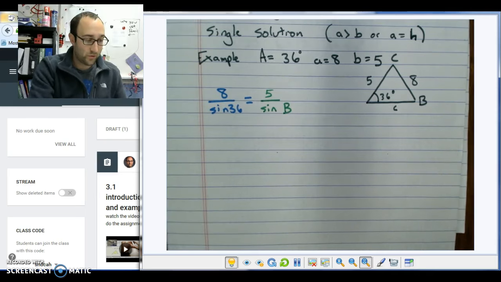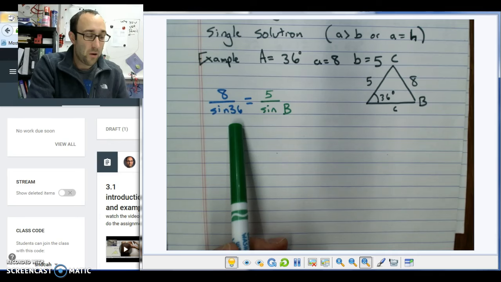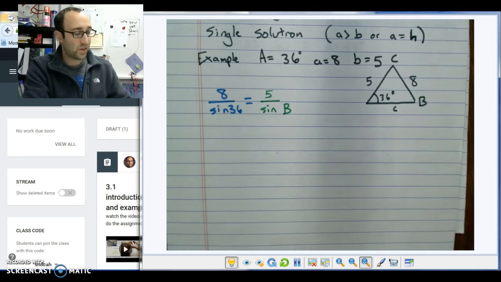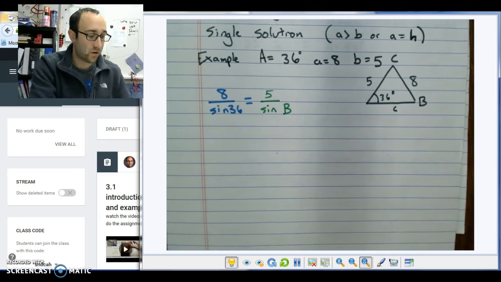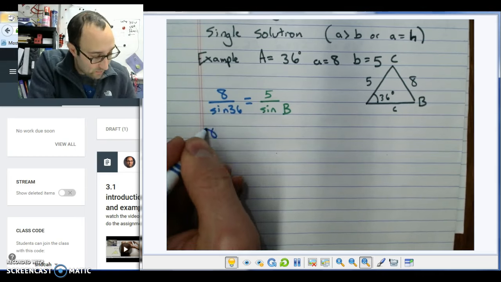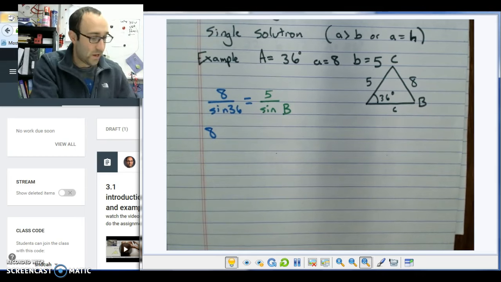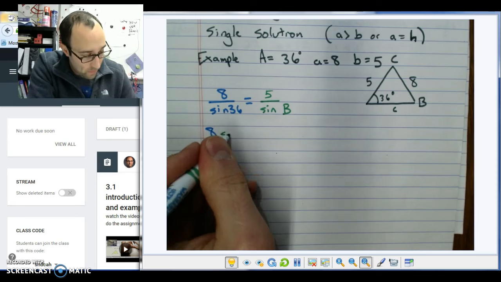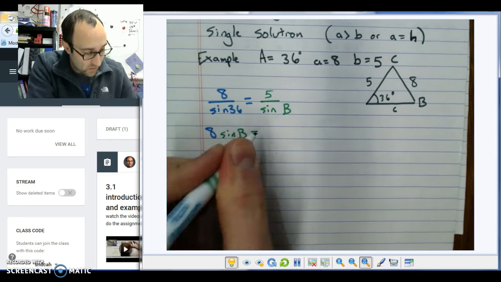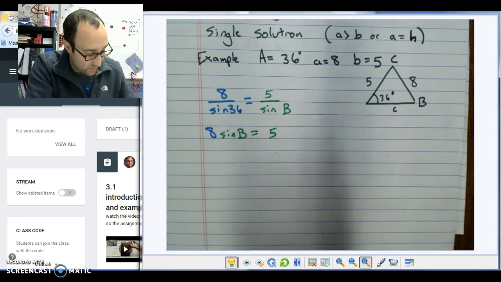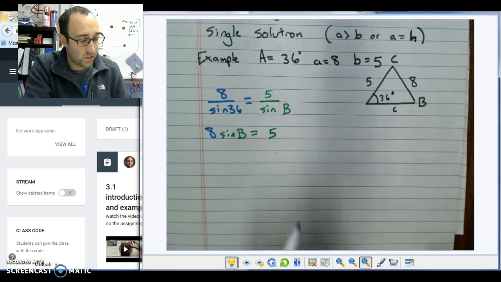Alright, now we could go through and try and figure out what sine 36 is, but you know what? I'd rather do that all at the end, one time with my calculator. So I'm going to cross multiply. I'm going to get 8 times sine B is going to equal 5 times sine 36.